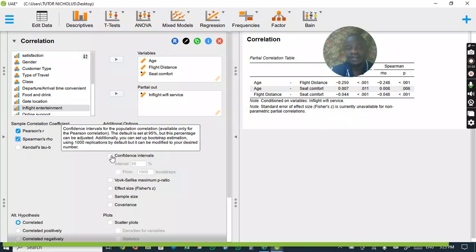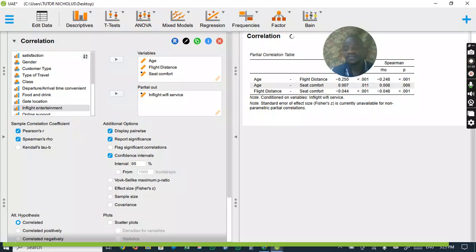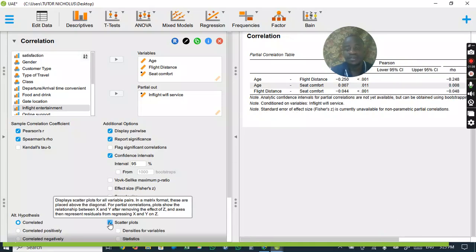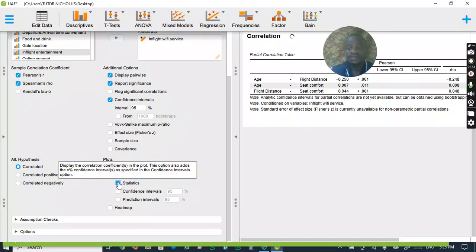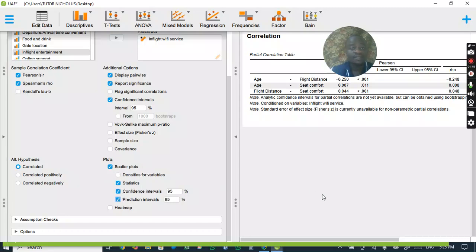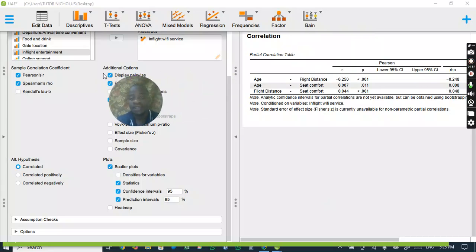We have confidence intervals, and then we also have the scatter plots. You can also check the scatter plots. This is where we get the statistics, the confidence interval. At the confidence interval of 95%, it means that our alpha is at 5%. However, we have the Fisher Z. Fisher Z is normally used when the data set again is more than 30 samples.